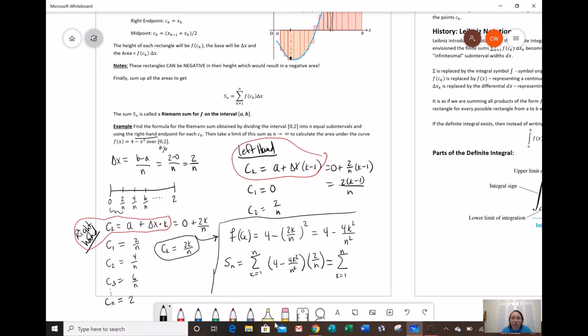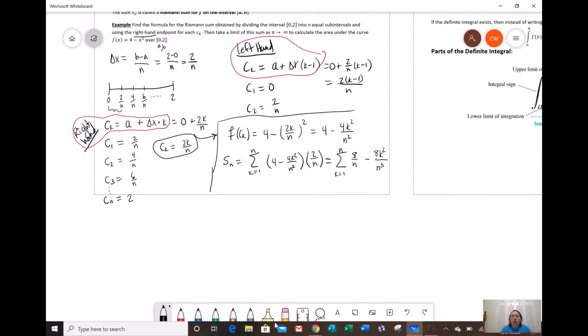So 2 over n times 4 would be 8 over n, minus 4 times 2 is 8k squared over n cubed. And now, like we did before, this is the summation of a subtraction. So what we could do is do each one separately. I'm just going to keep working down here. So k goes from 1 to n of 8 over n. And then we're going to do a separate summation, minus the summation as k goes from 1 to n of 8k squared over n cubed.